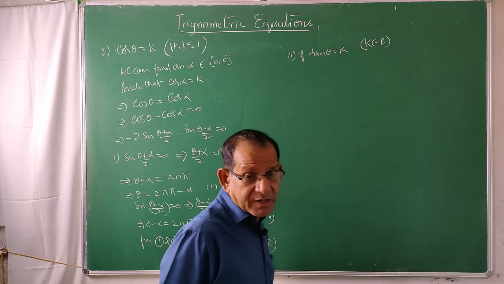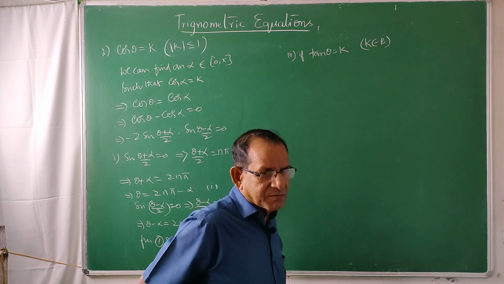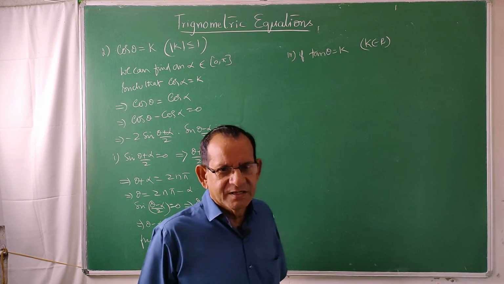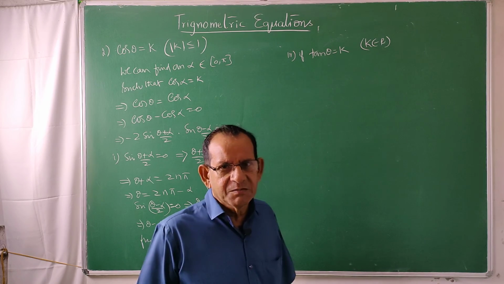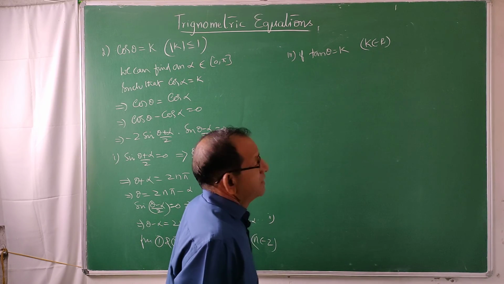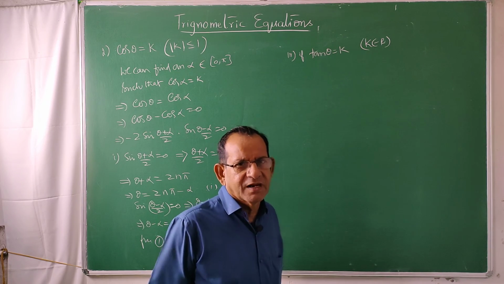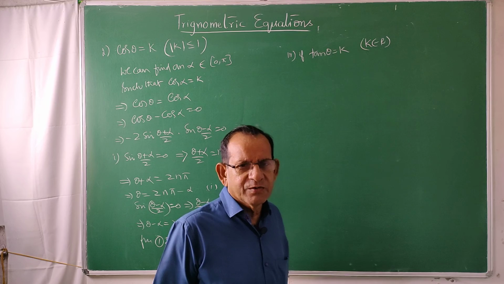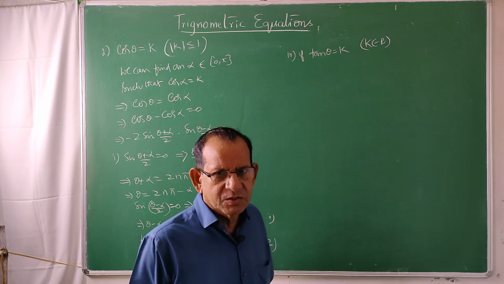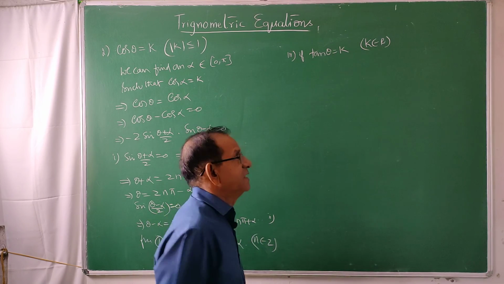Any real number, because tan theta is applicable from minus infinity to plus infinity. It need not be in between minus 1 and plus 1. Now for a given value of k, suppose tan theta is given as 1, then we know that tan 45 is 1. So that 45 is called the principal value.